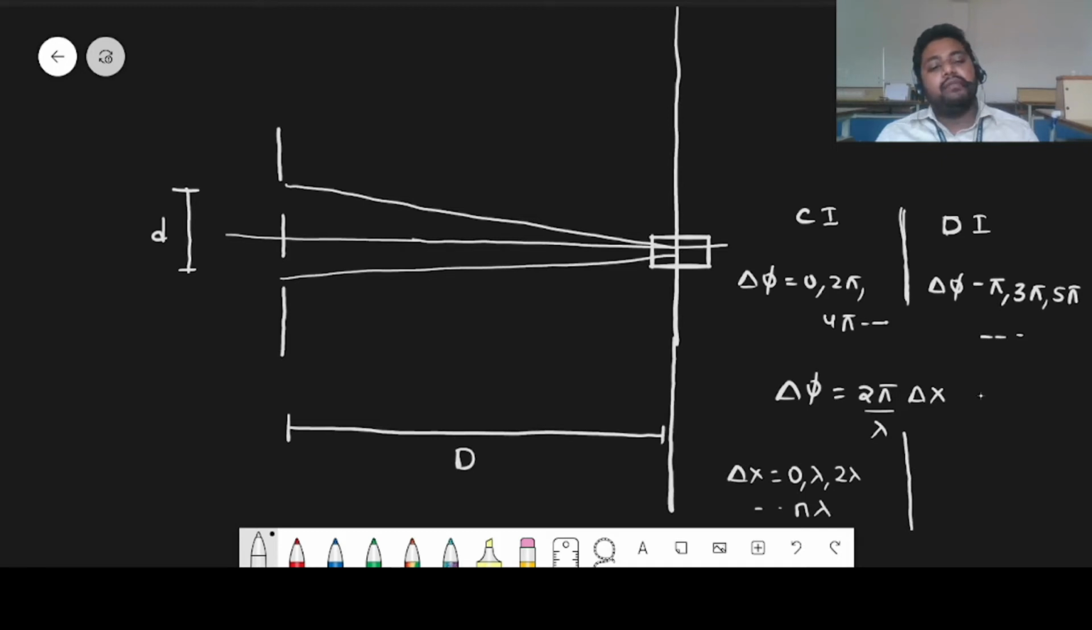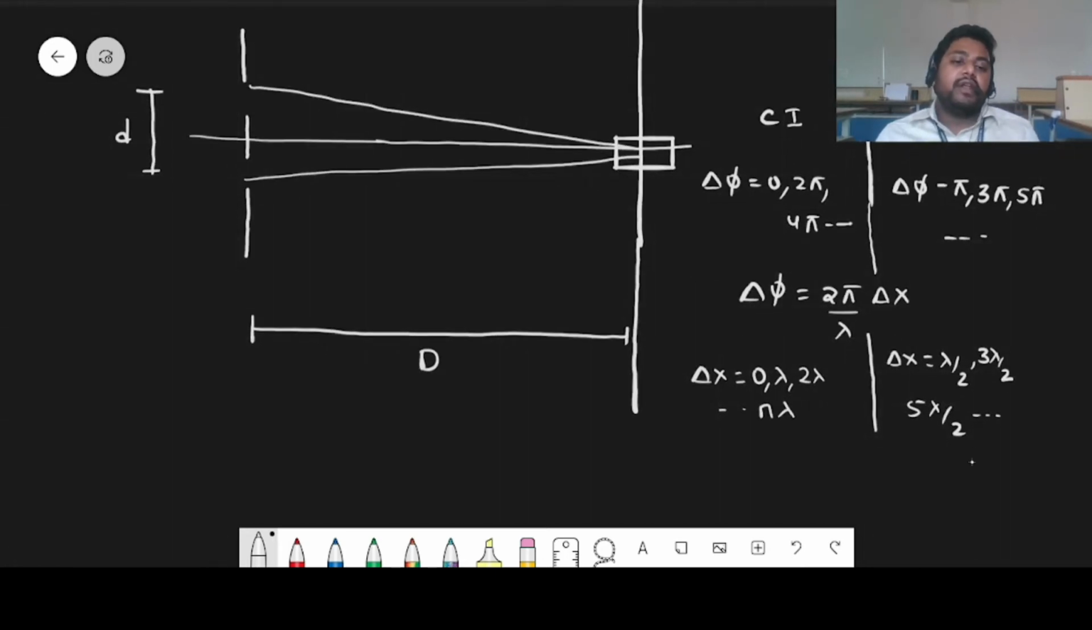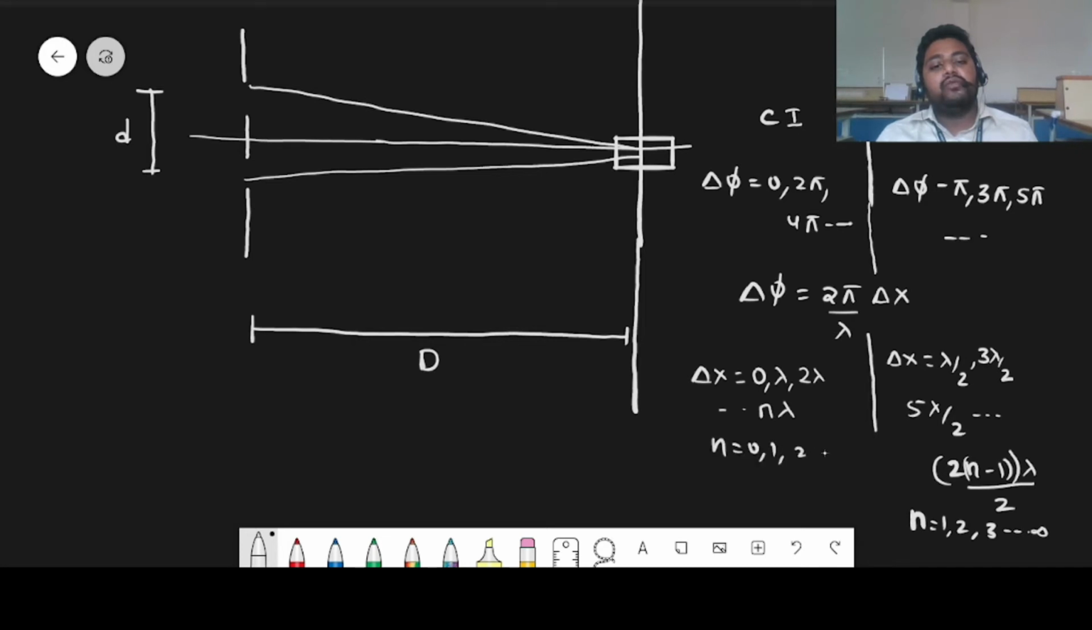where n value will be ranging from 0, 1, 2, 3 up to n. In the same way, destructive interference, when you are observing, delta x should be equal to lambda by 2 or 3 lambda by 2 or 5 lambda by 2. If you are writing a general form of it, you can write it as (2n minus 1) lambda by 2. This is the general form of it, where n value will be ranging from 1, 2, 3 and so on to infinity, and here n values will be ranging from 0, 1, 2, 3 and so on.